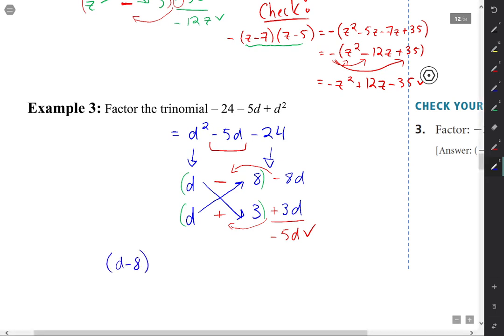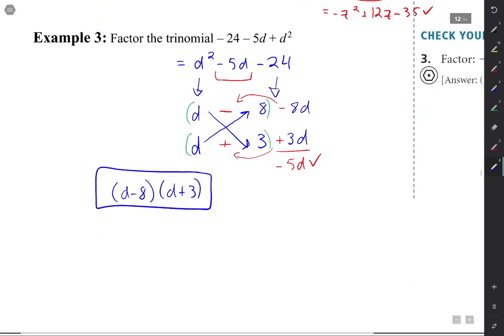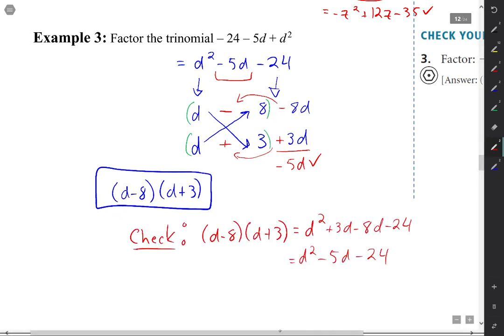D minus 8 and d plus 3. And I'm going to put a box around it. And like always, we can check our answer. And I'll skip ahead so you can see the checking. All right, so I foiled our result there and we got the original expression. Well, the one that we reordered in descending order. So we know we got that correct.